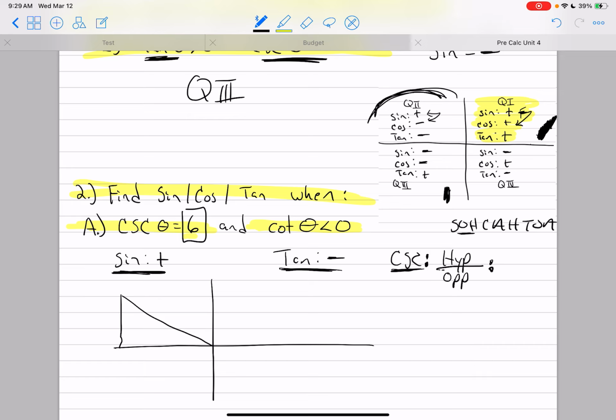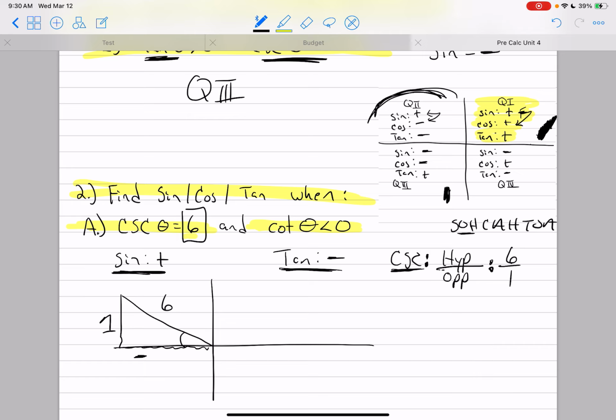So the cosecant is 6, which is 6 over 1. So now I know that the hypotenuse is 6, and the opposite side of this angle is 1. Okay? So now I got to keep working. I know that this is a negative number right here, because this is moving in the negative direction.